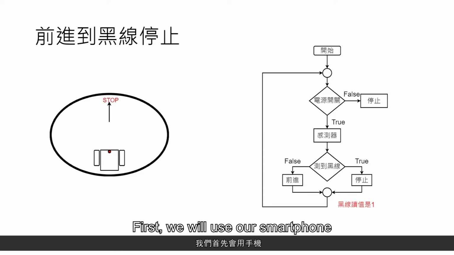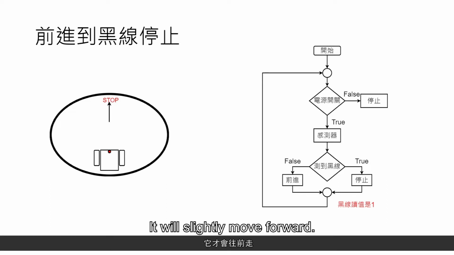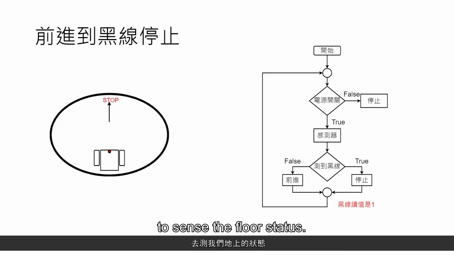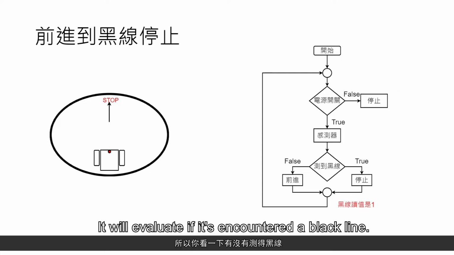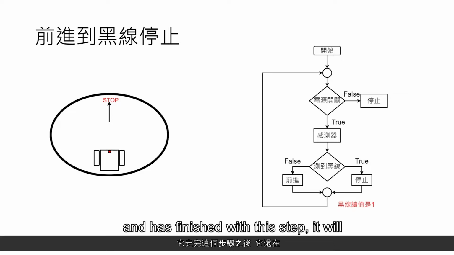First, we will use our smartphone to control its power. We must send out a command for the vehicle to move. It will slightly move forward. Next, we need to activate our sensor. After it's activated, we will use the infrared sensor to sense the floor status. In the beginning, it will be in a white area, so it will move forward. It will evaluate if it has encountered a black line. False means no, so the vehicle will move forward.